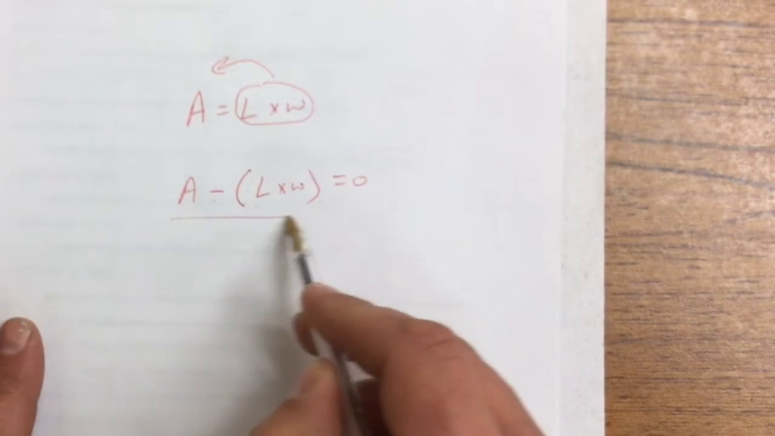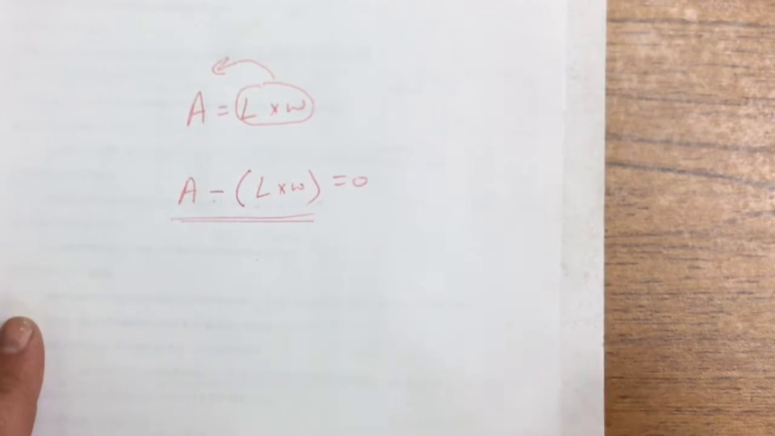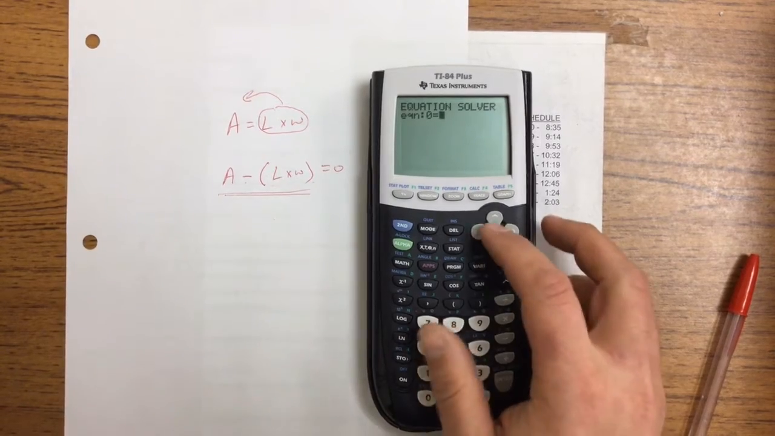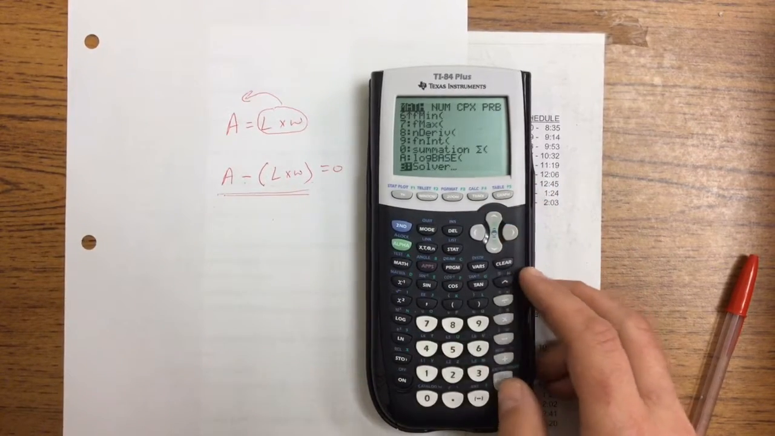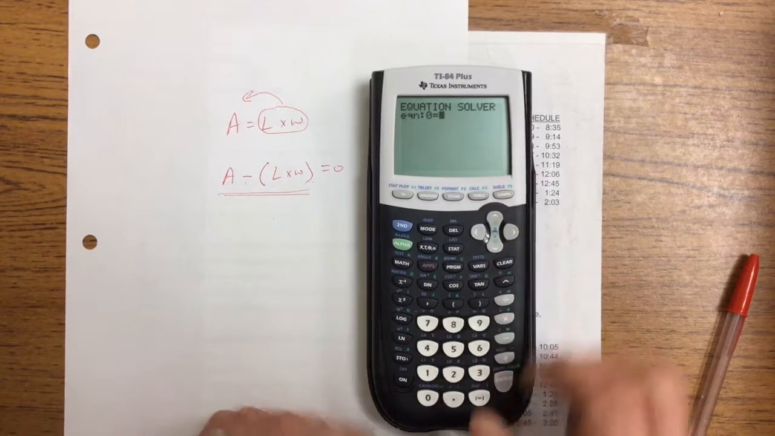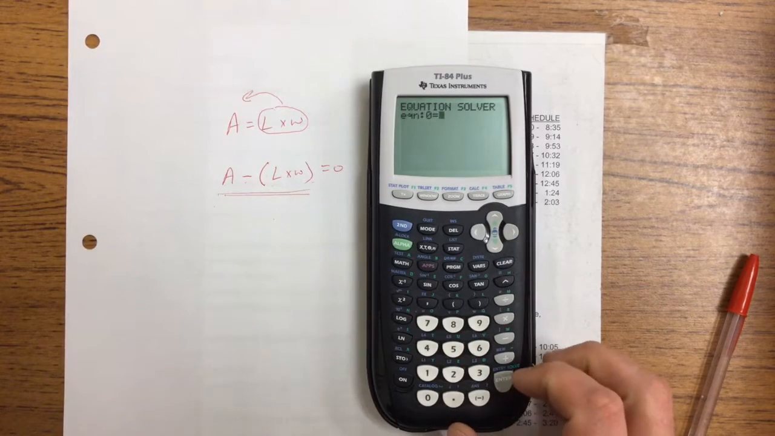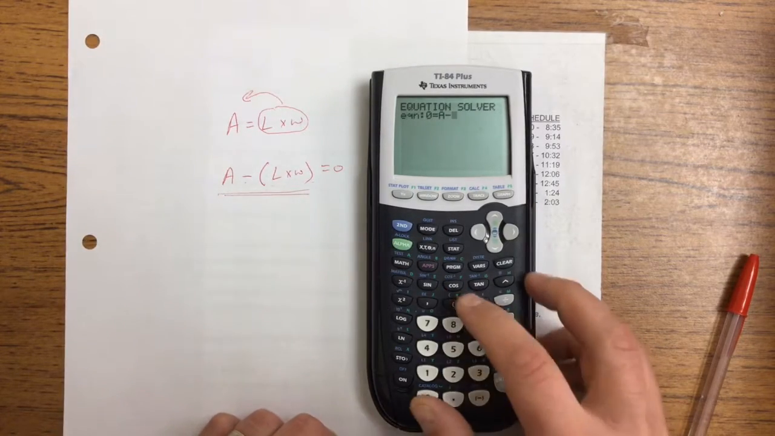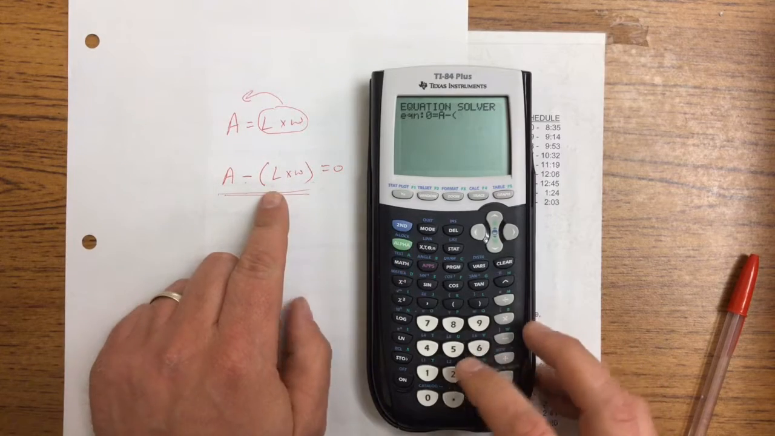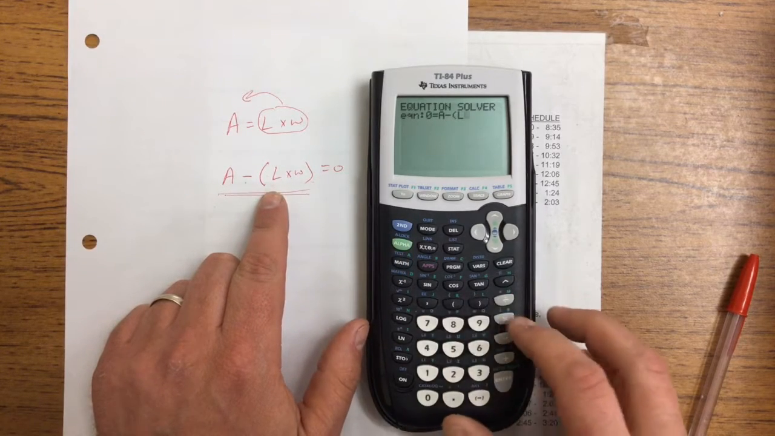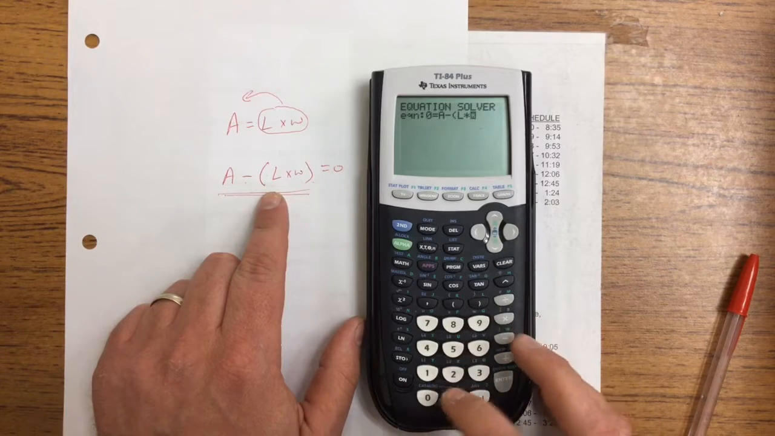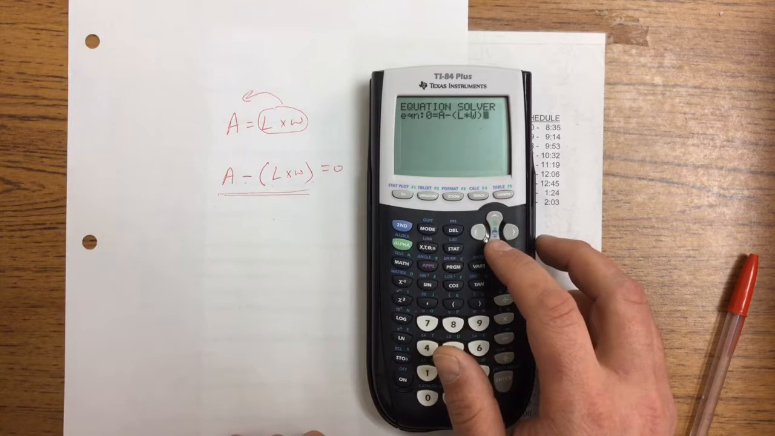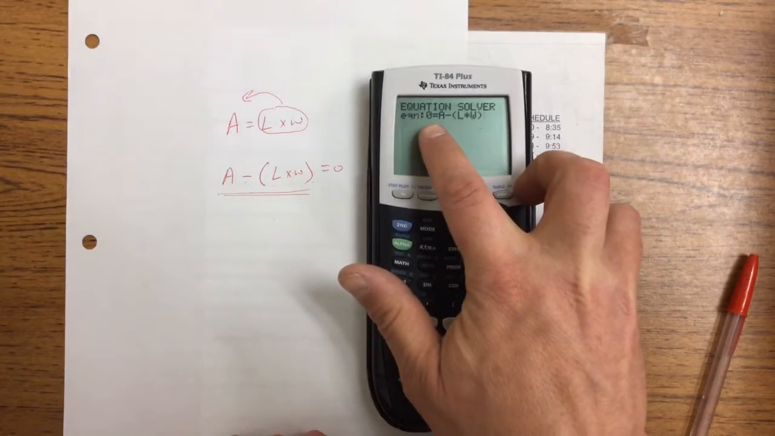And now this is something we can actually put in the solver and use. We'll do that here now. Okay, so I go to the solver, which is found again under math and down towards the bottom. And if there is something in here, we want to clear it out. And now I'm going to put in the formula A by typing alpha A minus parentheses alpha L times alpha W. And that's how the solver needs to be because it says it has to be equal to 0.